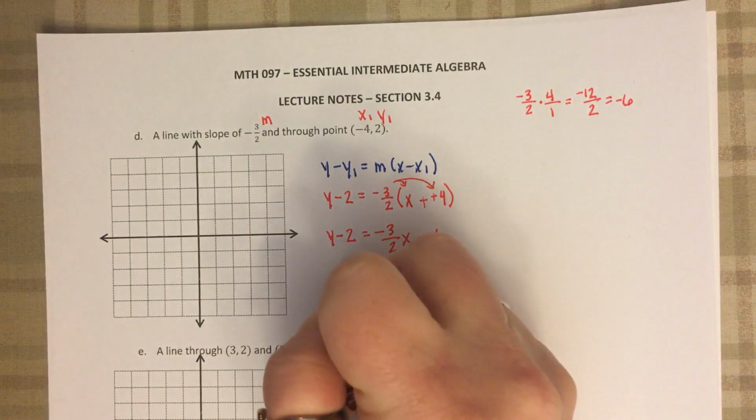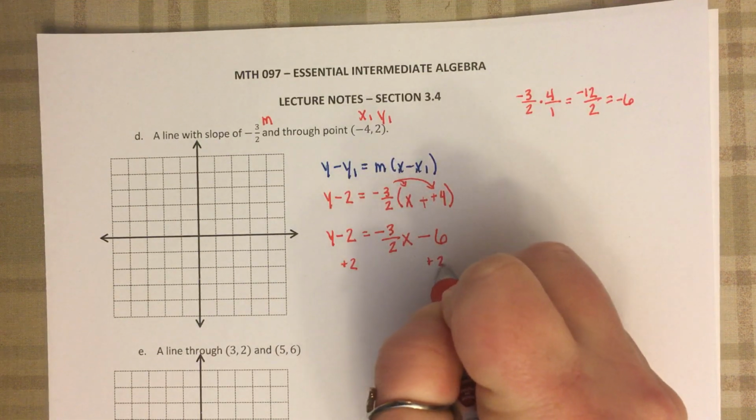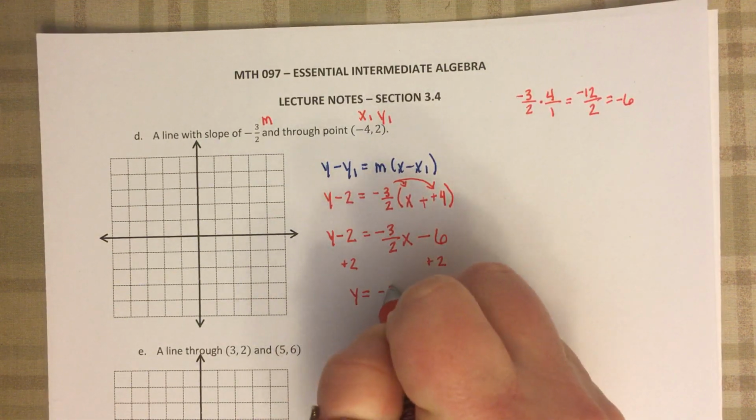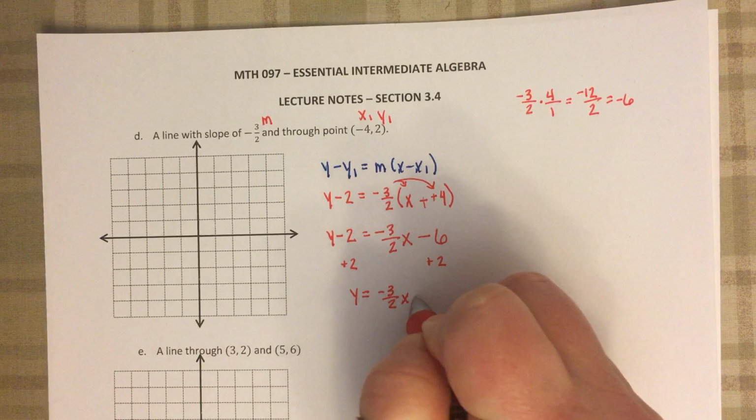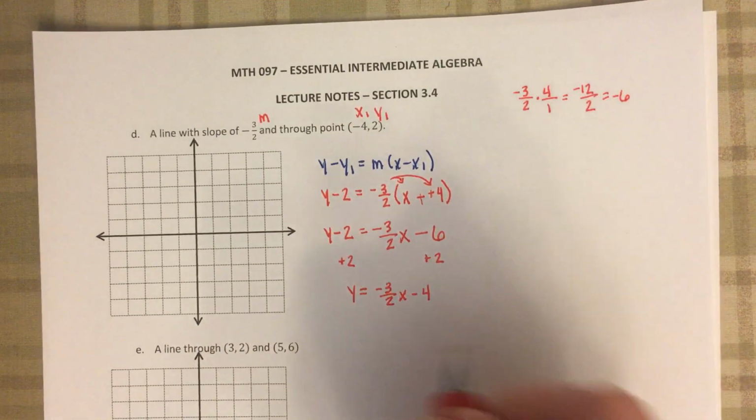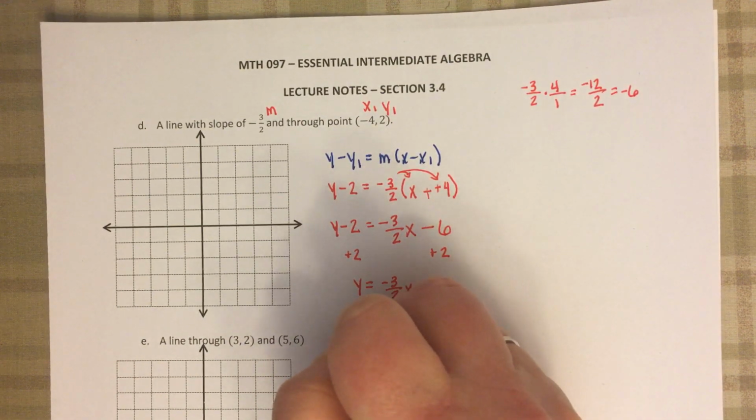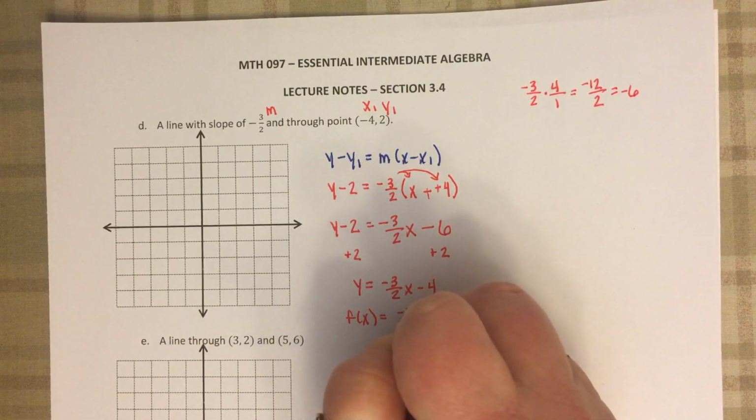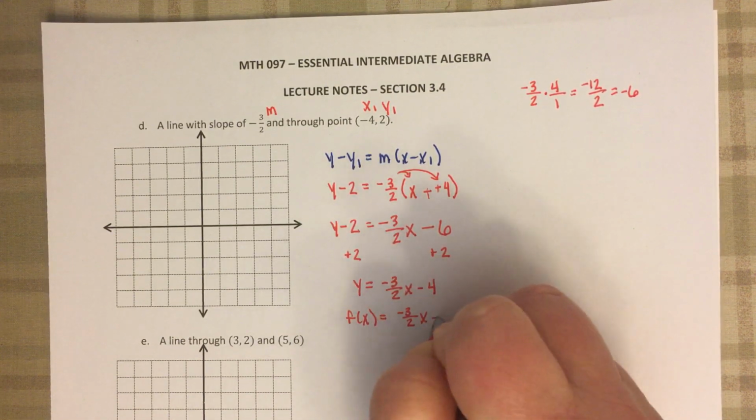All right, to finish this off, we're going to add 2 to both sides. Y equals negative 3 over 2x minus 4. That's going to give us our function notation. F of x equals negative 3 over 2x minus 4.